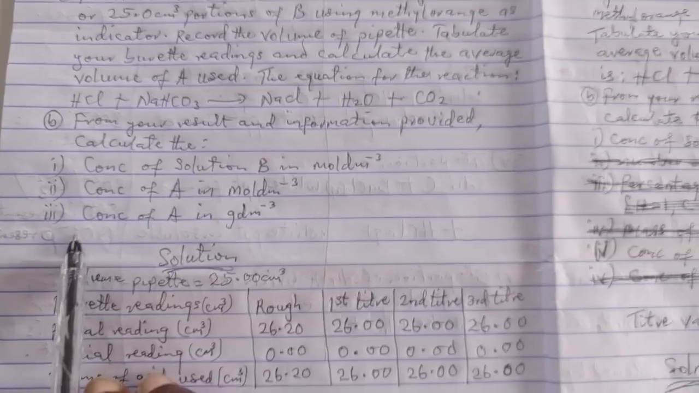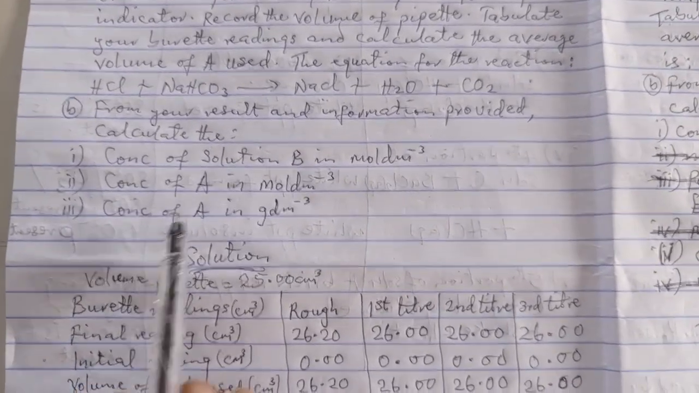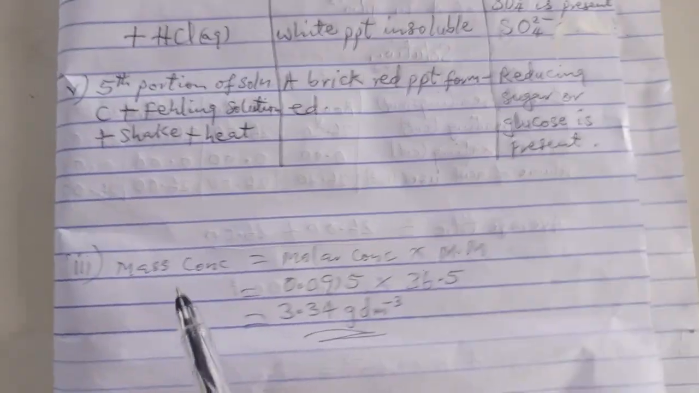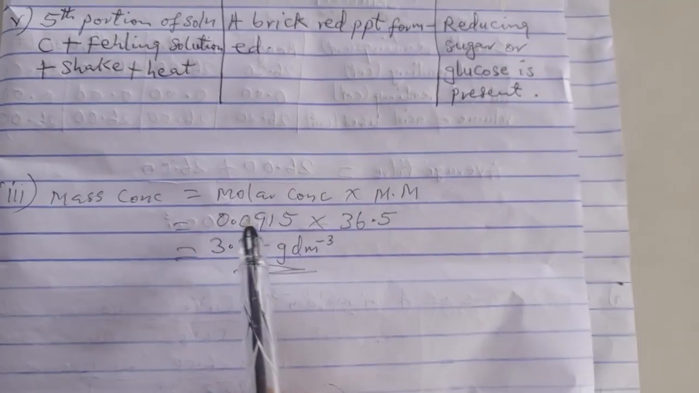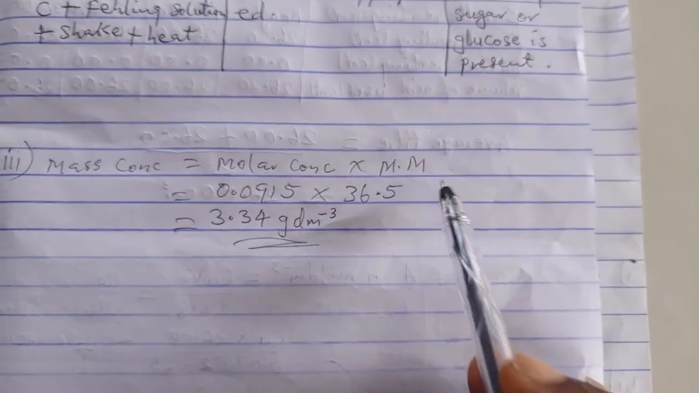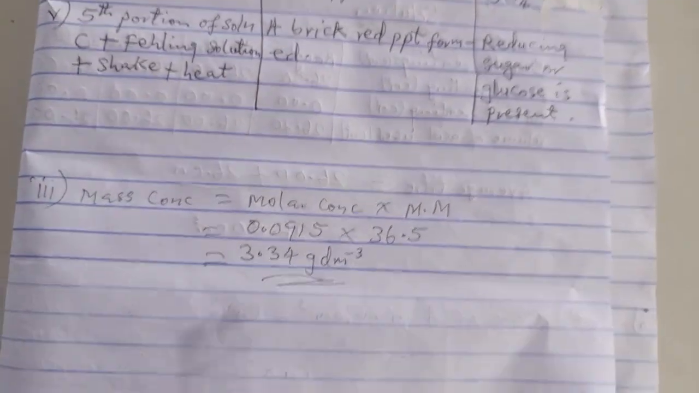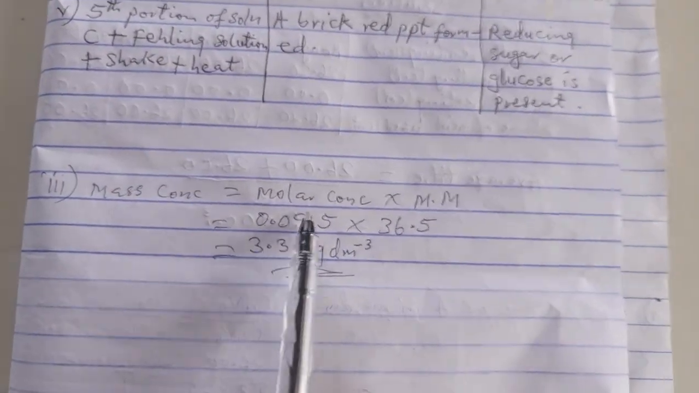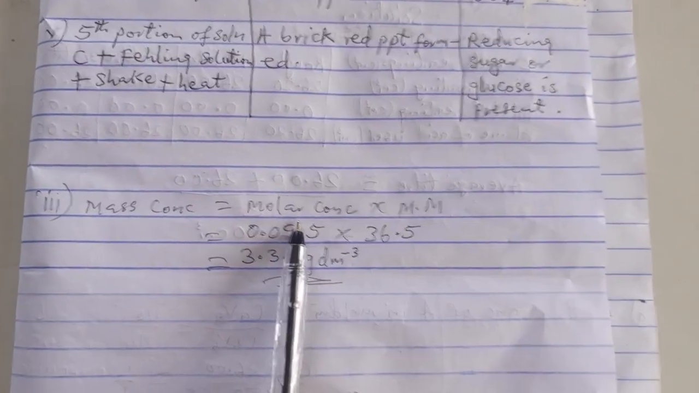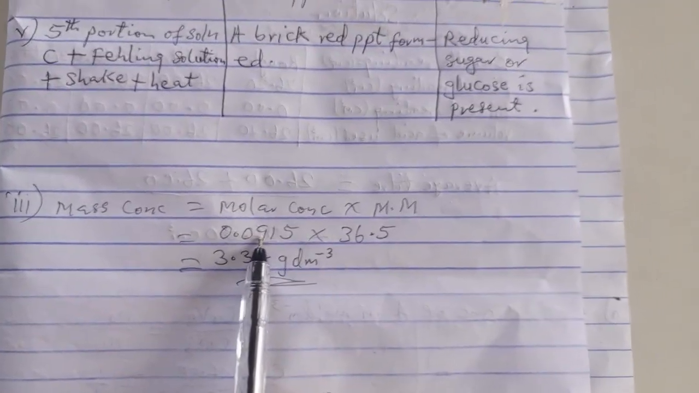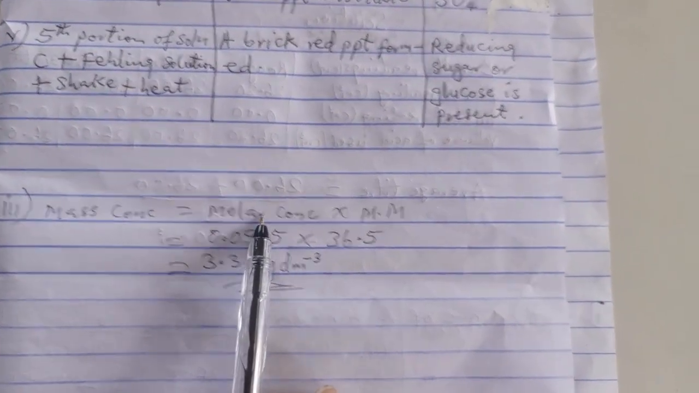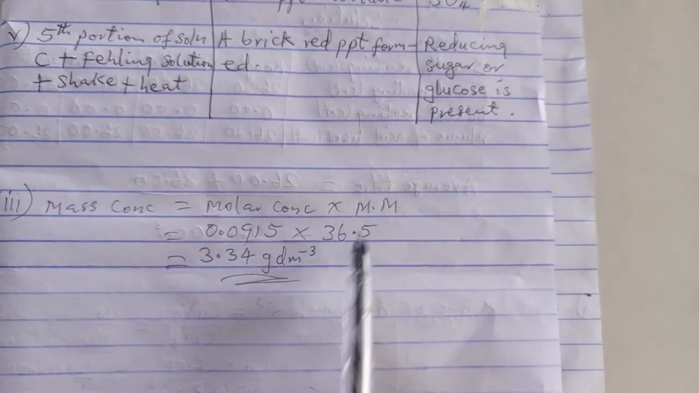Now let's see III, concentration of A in gram per dm cube. In gram per dm cube. So mass concentration equal to molar concentration times molar mass. That's the formula. So when you have that, you just substitute that value that we just obtained here for molar concentration times molar mass.